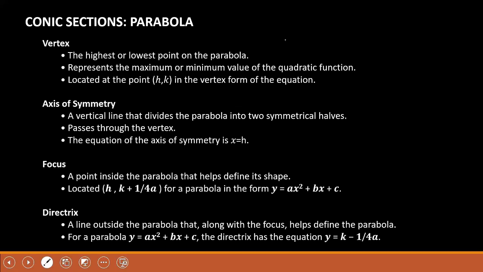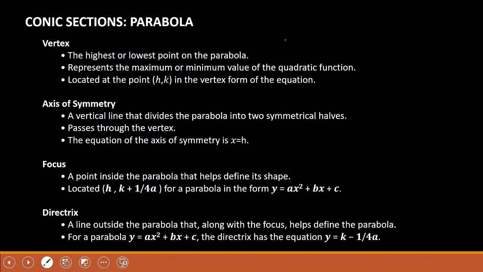Ano. So here, parang inulit lang din yung parts. So mga nabanggit ko na kanina, yung vertex, highest or lowest point on the parabola represent the maximum or minimum value of the quadratic function o yung mismong parabola natin. Ano? So, ang location niya is HK. So, para pala siyang circle lang, yung center ng circle, HK din.